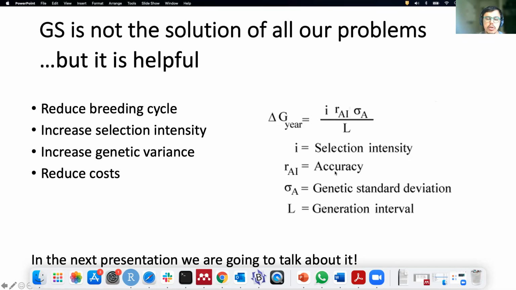As well, to increase the accuracy. Again, I mentioned that genomic selection is not going to beat traditional breeding in accuracy of selection, but genomic selection can beat it per unit of time.